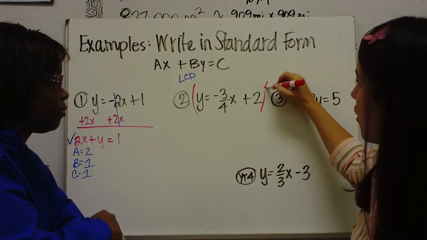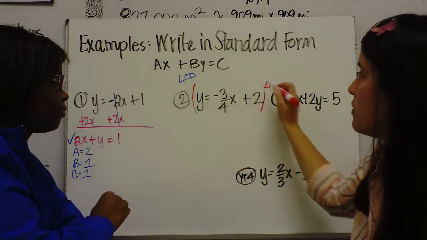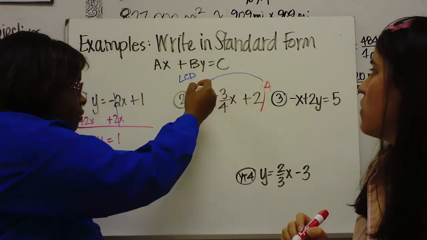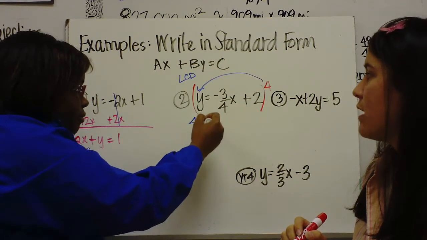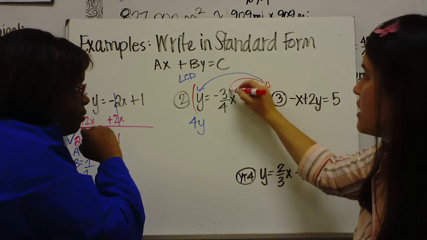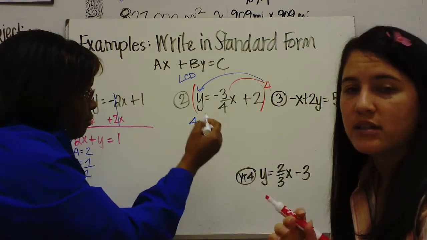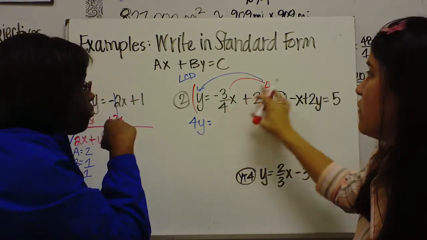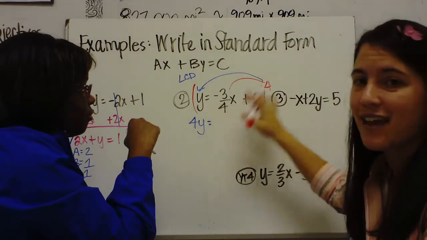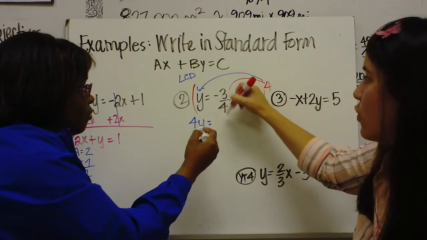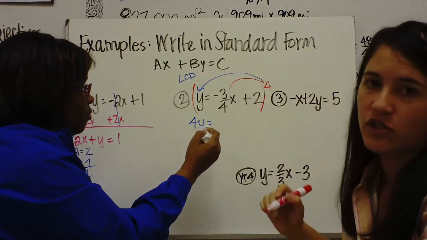If we multiply the whole thing by 4, we have to distribute it to everything inside. So we distribute it to the y, and that becomes 4y. When we distribute it to the negative 3/4 x, the reason we multiply by the least common denominator is because these 4's are going to, in a sense, cancel each other out. The 4 and this 4 on the bottom, this is 4 divided by 4, which is 1.